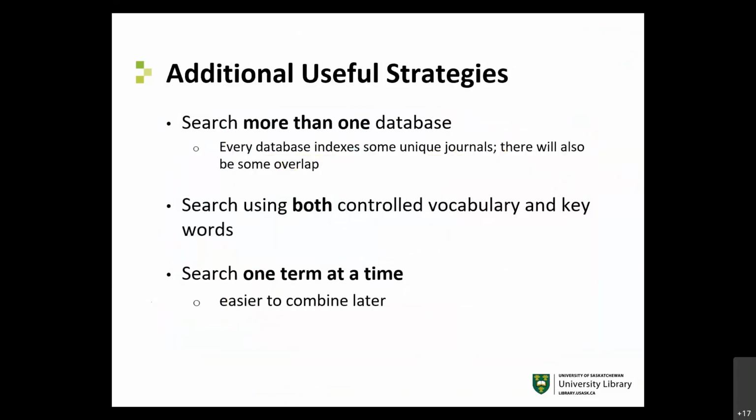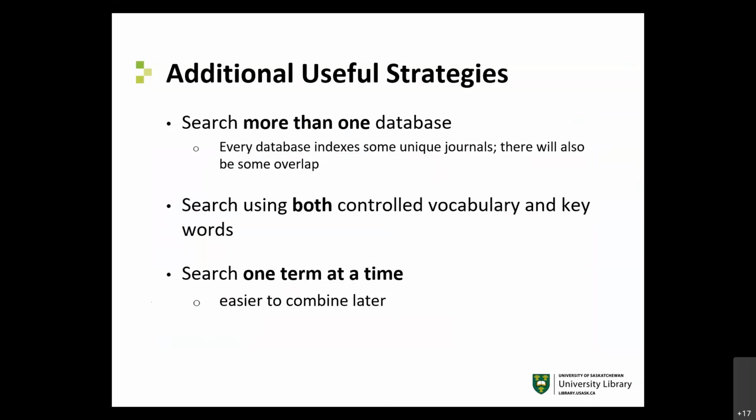So as I said before, searching more than one database is really, really important to do. Searching both control vocabulary and keywords. And one of the things I haven't mentioned so far is searching one term at a time. And this is really important. If you recall at the beginning of my presentation, I was talking about the student who thought you could just put term 1 or term 2 or term 3 or term 4 all in a line in your search box. The disadvantage of that is that you don't know which of those terms is giving you the highest number of results.